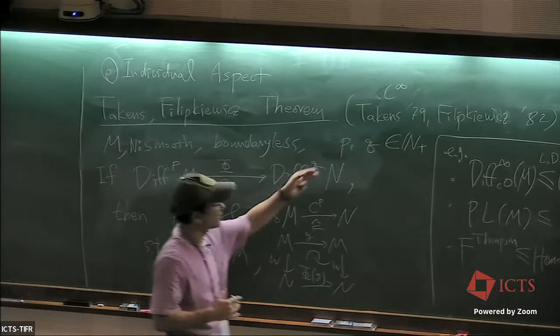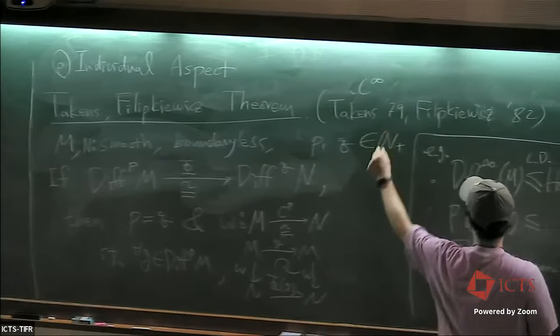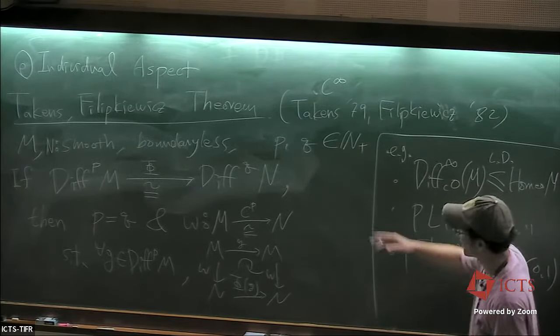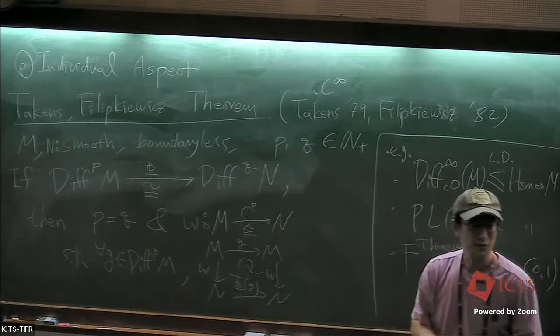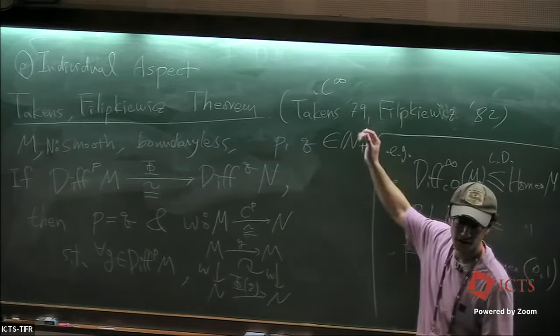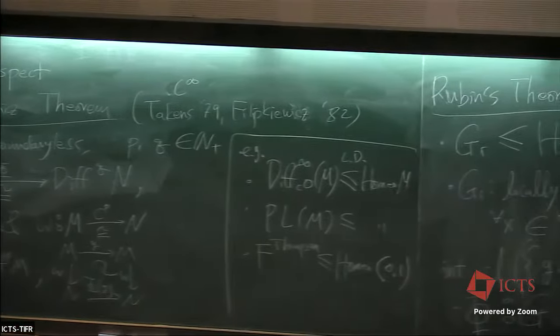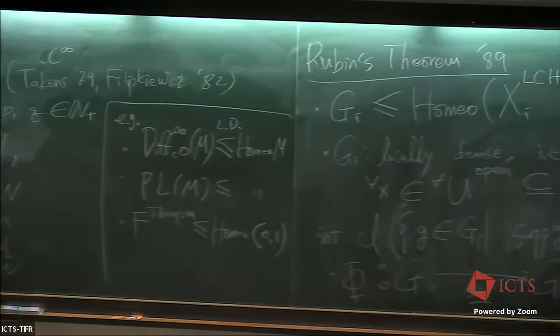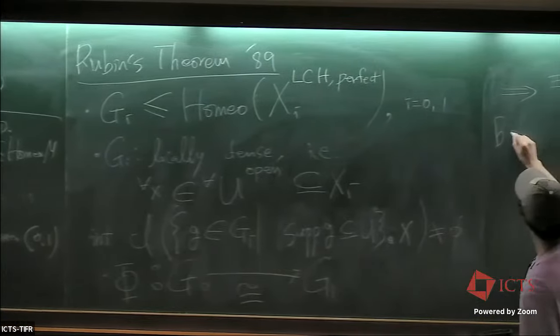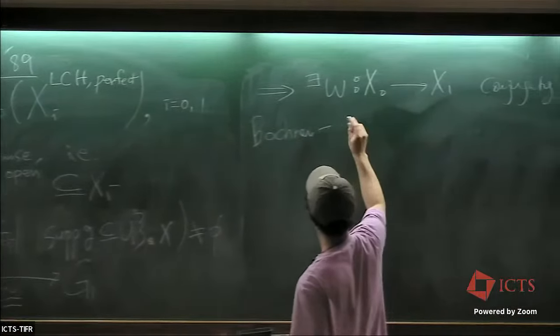And more precisely, what Takens did was he solved the smooth conjugation problem in the case where p and q are infinity. If you are given a C0 homeomorphism, Takens gave a method to find a C infinity diffeomorphism conjugating the given isomorphism. But in general, there is another thing. I told you that the Takens-Filipkiewicz theorem can be demystified as an easy consequence of two big theorems. One is Rubin's theorem. The other is the Bochner-Montgomery theorem, a classical result.